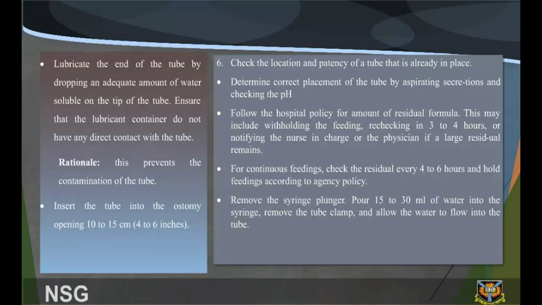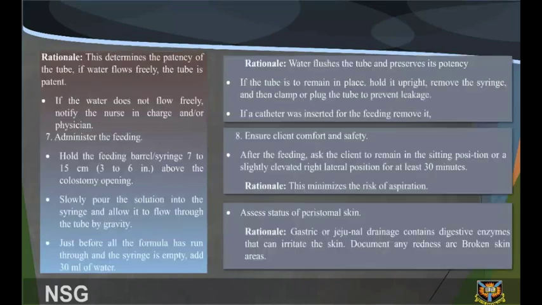Remove the syringe plunger. Pour 15 to 30 ml of water into the syringe. Remove the tube clamp and allow the water to flow into the tube. Rationale: this determines the patency of the tube. If water flows freely, the tube is patent. If the water does not flow freely, notify the nurse in charge or physician.